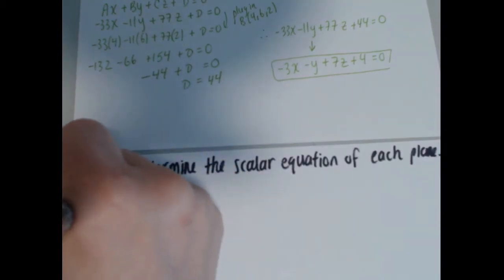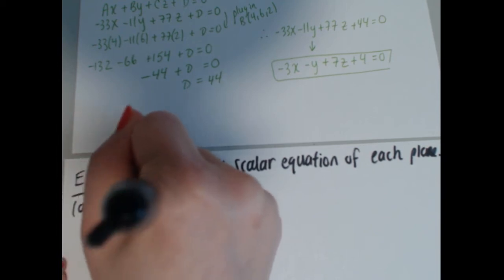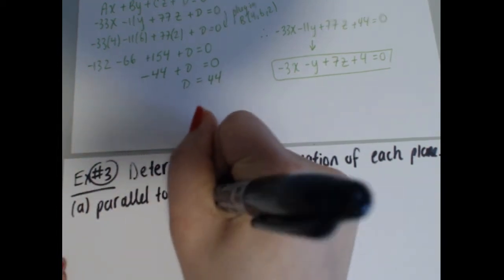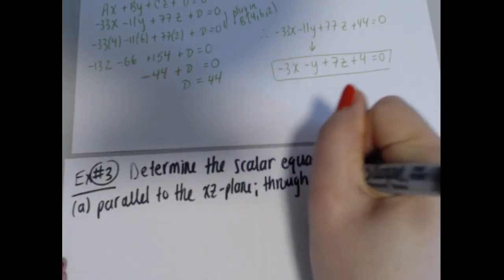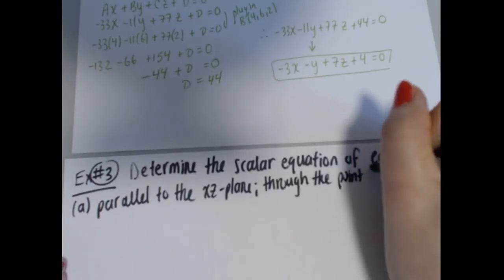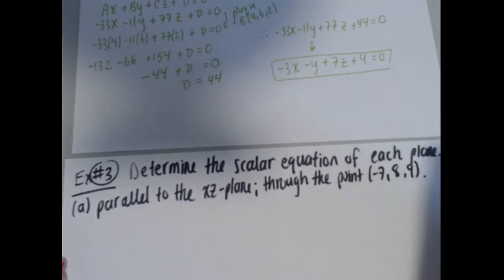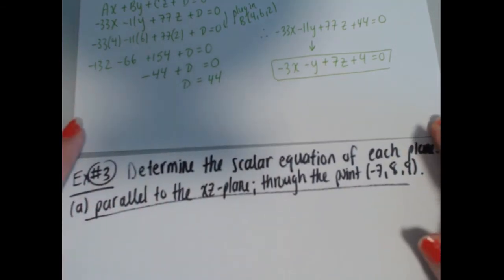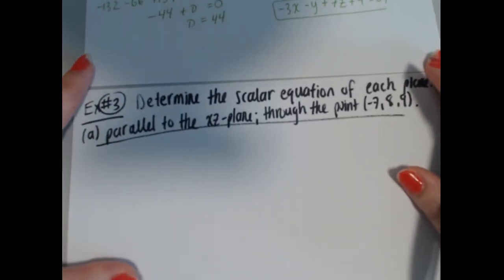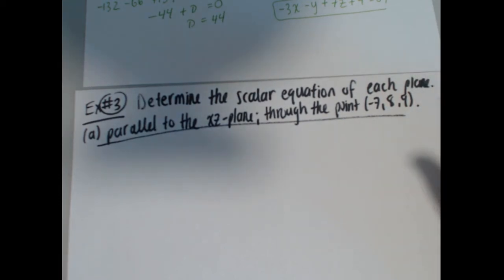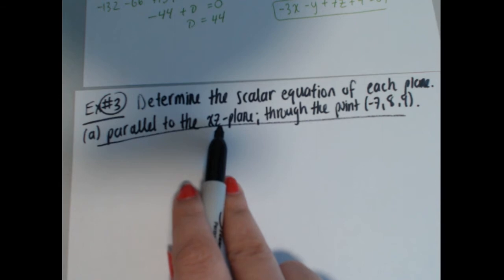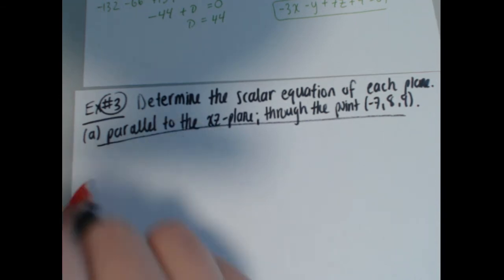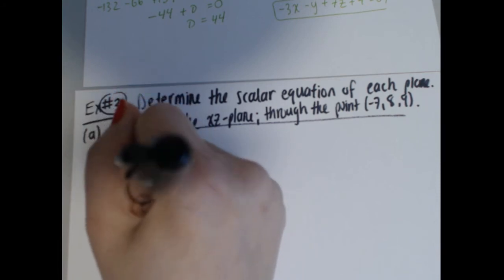plane. Okay, so in part A, we know that the plane is parallel to the xz plane, and it goes through the point -7, 8, 9. And so remember, a couple things you need to know in order to get the scalar equation of the plane. You got to know a vector that's normal to the plane, and you need to know a point. Okay, so I already know a point, it's given to me. That means that this piece of information right here, parallel to the xz plane, that's going to help me determine a normal vector. Okay. So first thing I'm going to do is draw a picture.